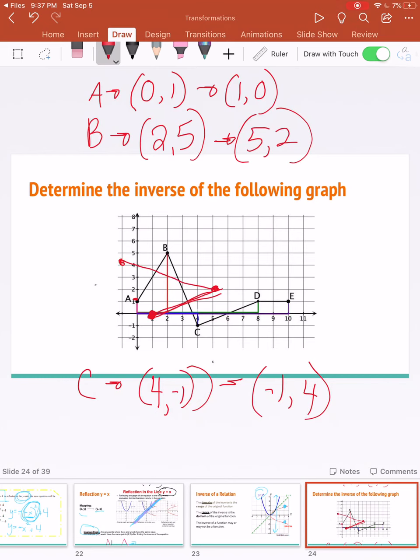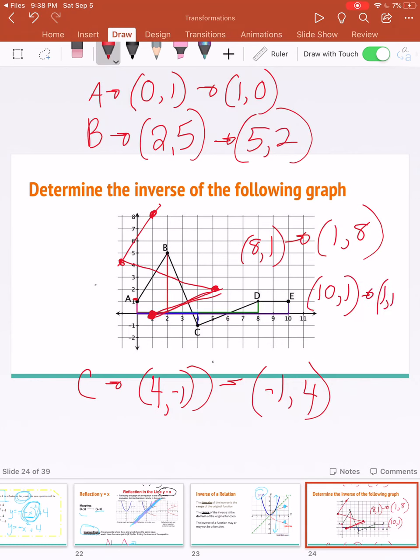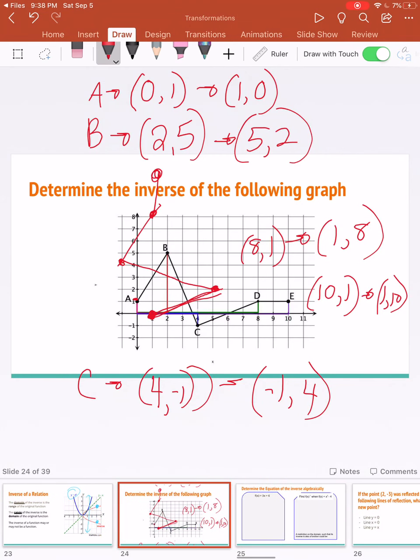Okay, D would have an ordered pair of 8, 1. So that means my new graph would have an ordered pair of 1, 8. So I'm going to go to 1, 8, connect the dots. E, I have an ordered pair of 10, 1. So the new graph would have an ordered pair of 1, 10. There we go. So pretty simple.